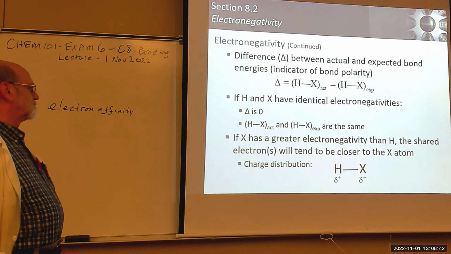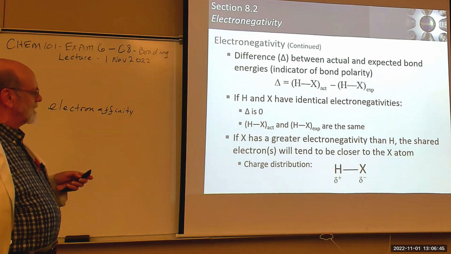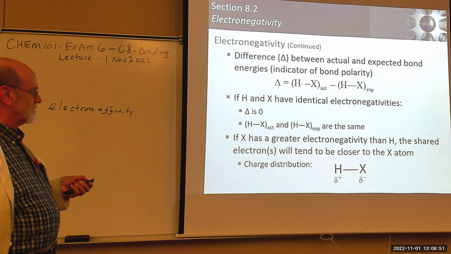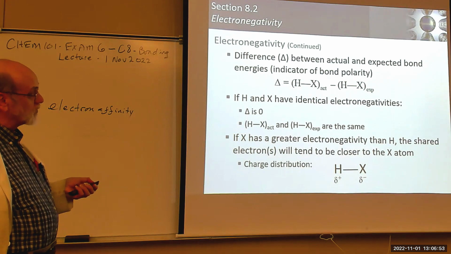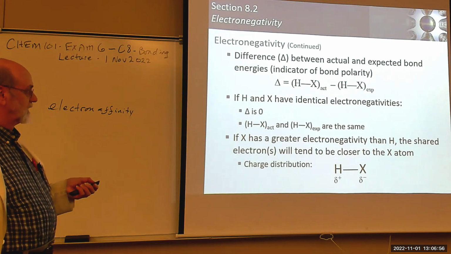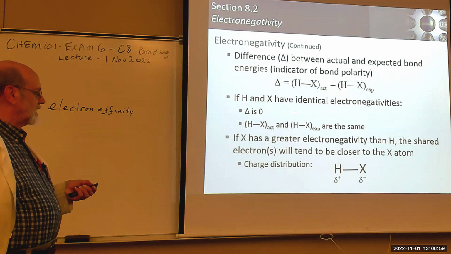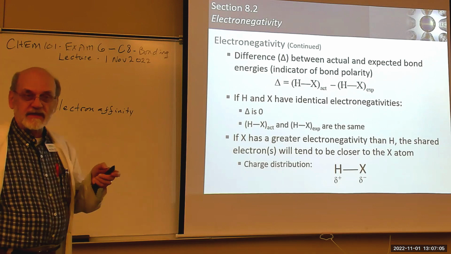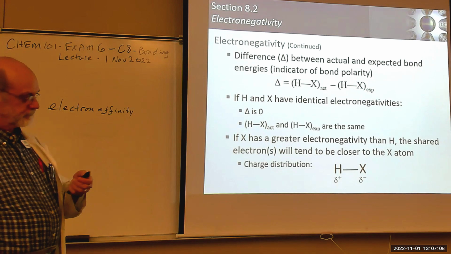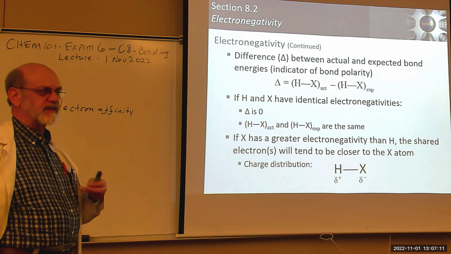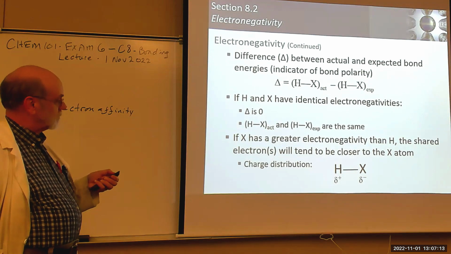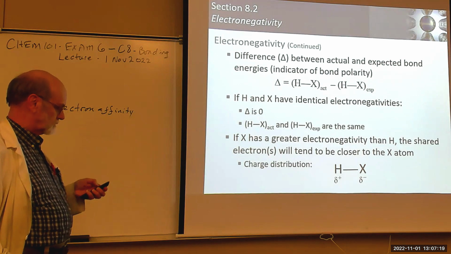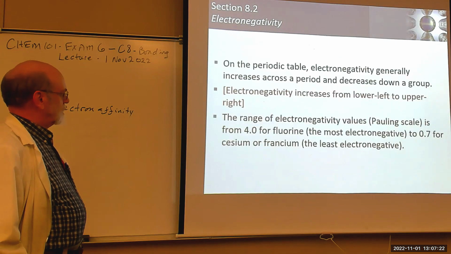Okay, so this difference here is an indicator of the bond polarity. That calculation that I was trying to explain in words, there it is in print. Actual minus the expected. If this change, this delta, is 0, then we say that the bond is nonpolar. And the only way you can guarantee that is if both atoms are the same. Right? If both of these are hydrogens, then we would expect this one to be the same as that one. All right.